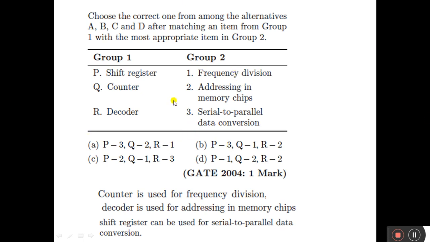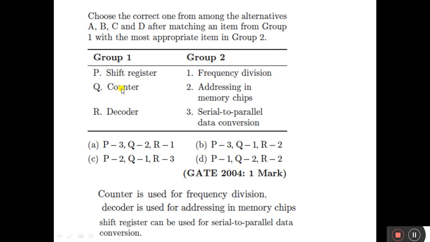The first one, shift register. The shift register can be used for serial to parallel data conversion. So P corresponds to 3. It is located in two positions, P equal to 3 and here also. So we can eliminate these two options, C and D. So between these two, maybe any one option.